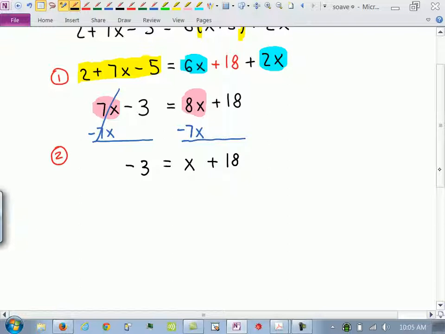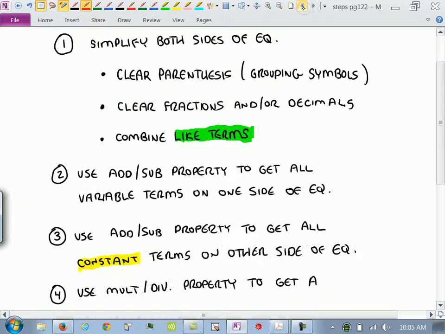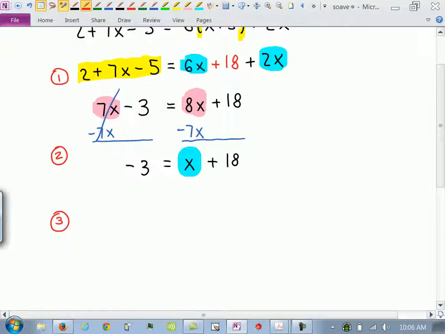We are done with the second step, right? We've got our variable terms on one side. X's are on the right. Next step, use the addition subtraction property to get all constant terms on the other side of the equation, opposite of your variable. So my variable's on the right, so that forces me to get all my constants to the left. That means the only constant on the right, positive 18, needs to get out of there. So to get rid of a positive 18, we subtract 18. So I will subtract 18 on both sides.